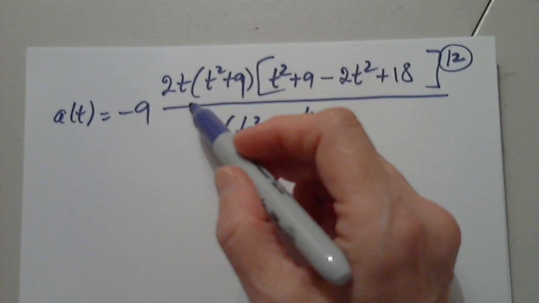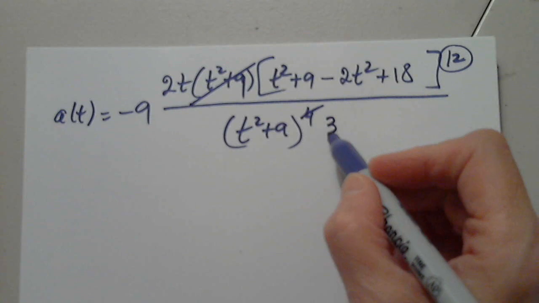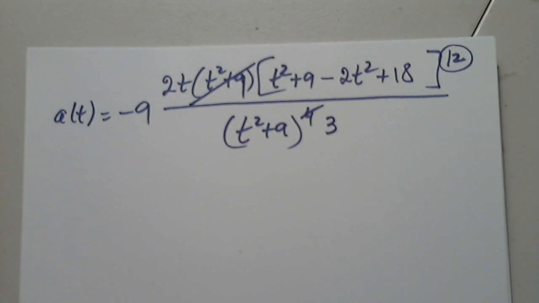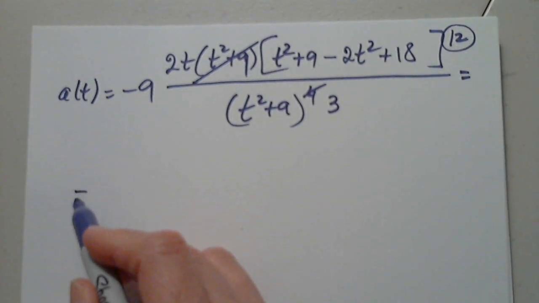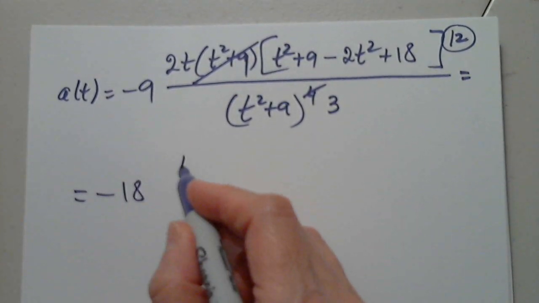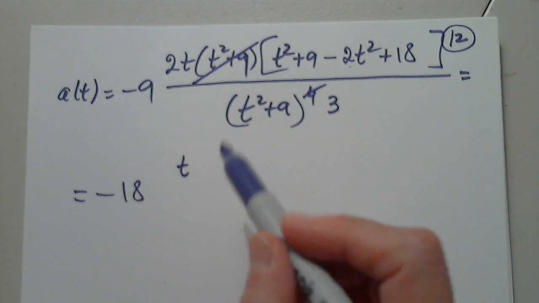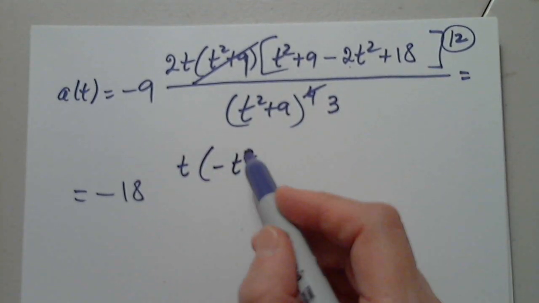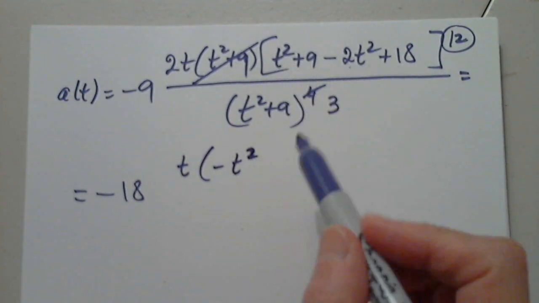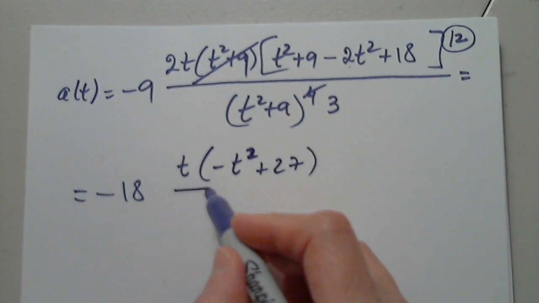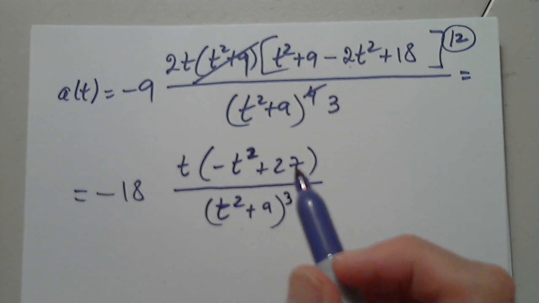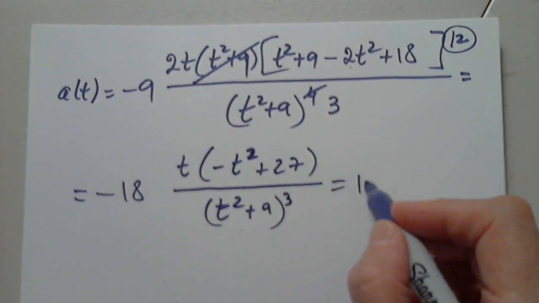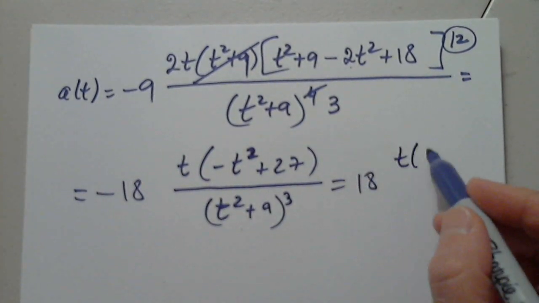Now I will do this gladly. And I can simplify factors, not terms. So that's why I had to factor out first. So then I have negative 18t, negative t squared plus 27, over t squared plus 9 to the 3rd. I hope you're also allergic to negative leading coefficients.